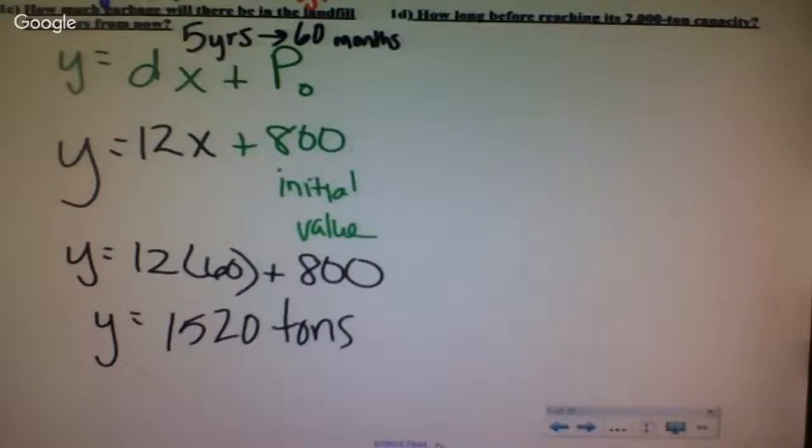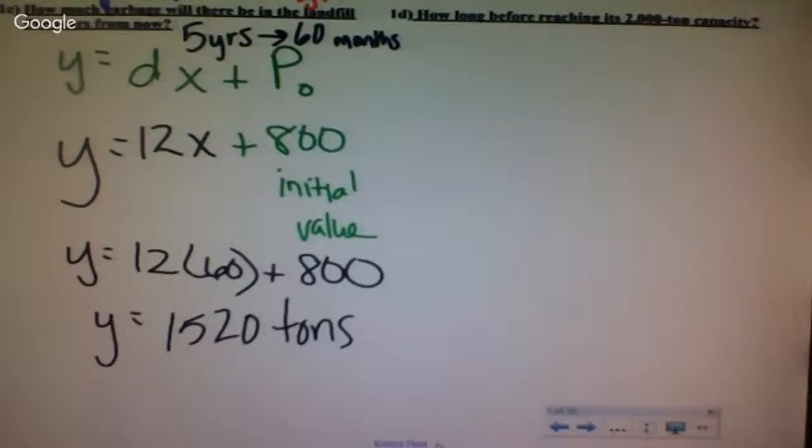D says, how long is it going to take before we reach our capacity? So now they're giving us that we know 2,000 tons. When I plug this one in, where do I plug this one in at? They give me the tons. The 800. The 12. Plug it into Y equals on the X. Which variable does 2,000 replace when I'm solving for this one?